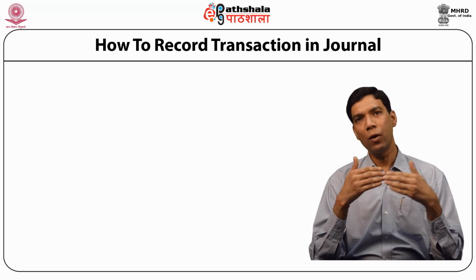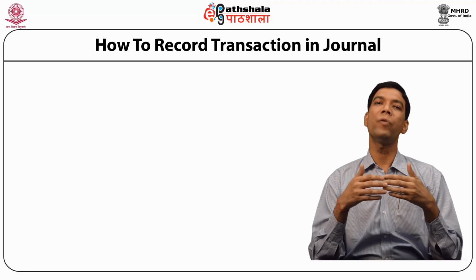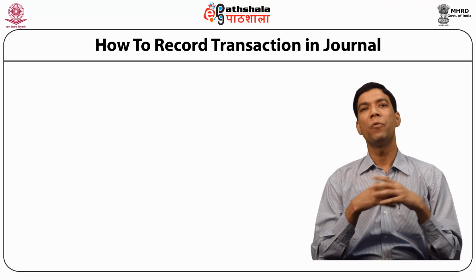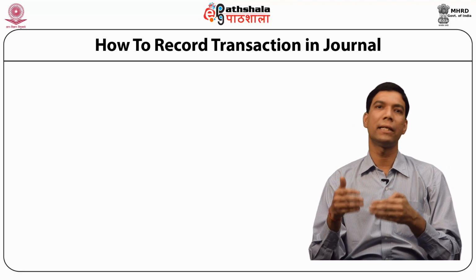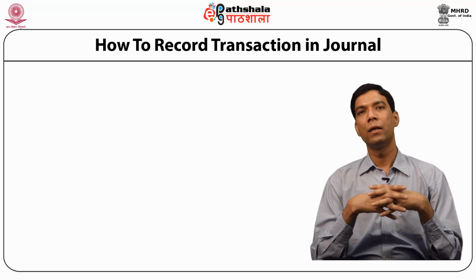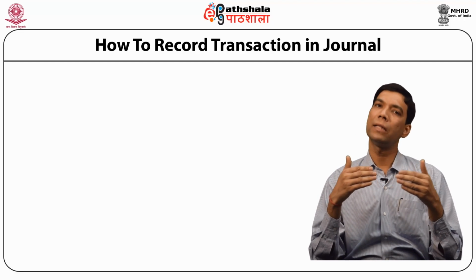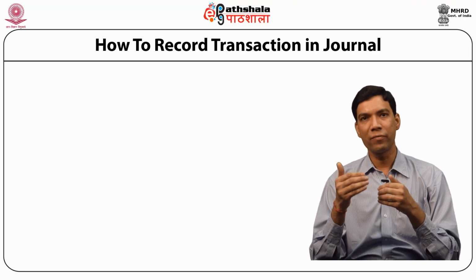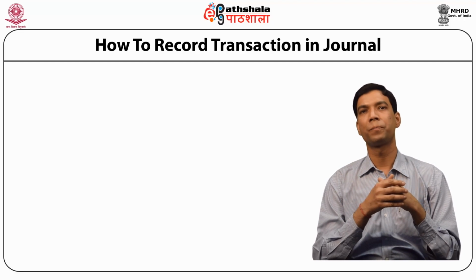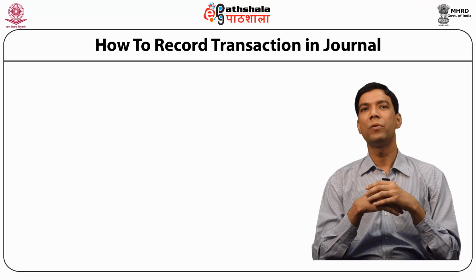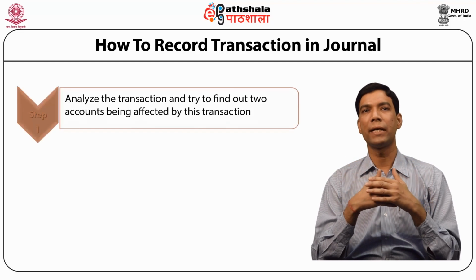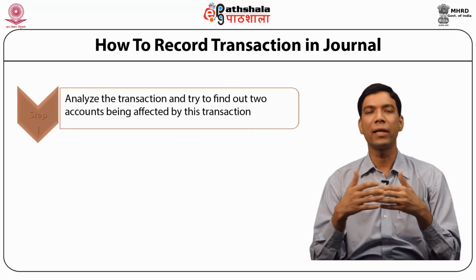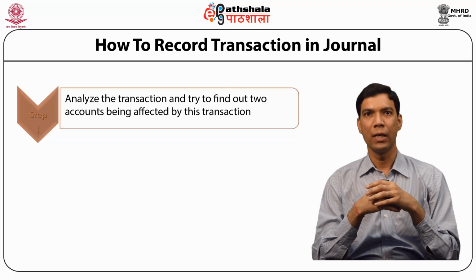Now we will see how we identify the accounts from the business transaction which are to be debited and credited at the same time. In order to identify the debit account and the credit account in a transaction, we have 3 steps to be followed. Under the first step, we try to analyze and identify what are the 2 accounts which are affected under a business transaction.